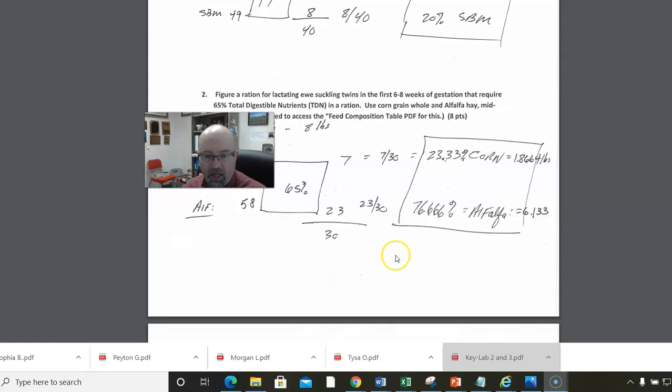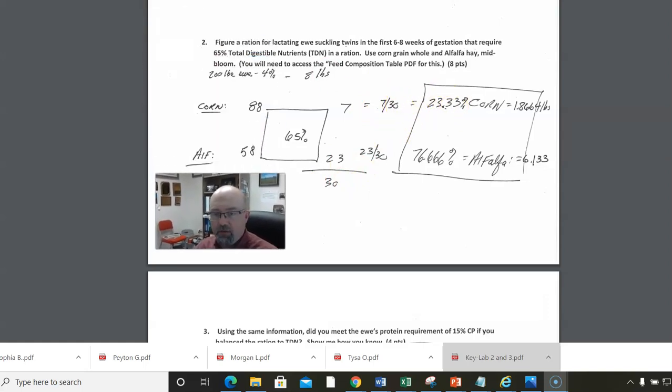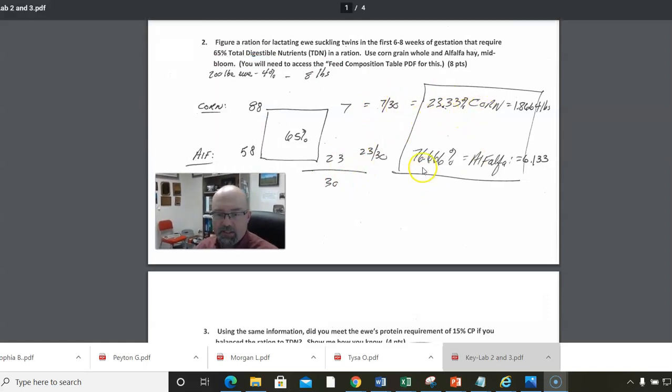We have 7 and 23 parts, for a total of 30. We divide that out and we come up with 23.33% corn and 76.66% alfalfa. Okay, now in the class, that's why I have this written here.